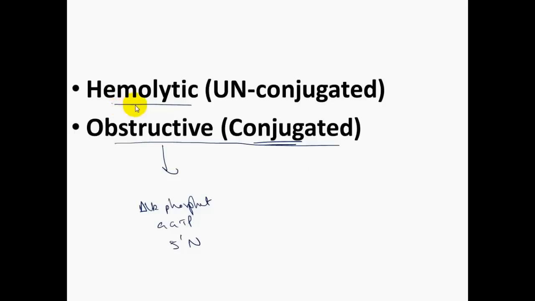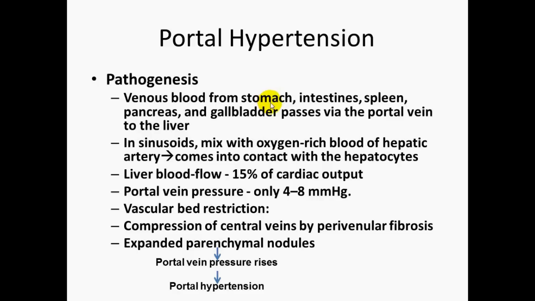If it's hemolytic anemias, you will have unconjugated type of jaundice because this is going to happen much before the conjugation is occurring in the liver. Now, one of the complications which we have discussed, portal hypertension, we will go into slightly more detail.